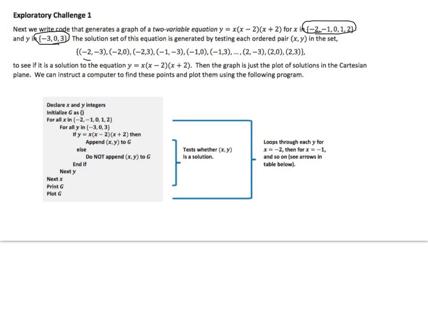So I've got negative 2, negative 3, negative 2, 0, negative 2, 3. And then we go through negative 1, 3, negative 1, 0, negative 1, 3. And then we're going to do 0, negative 3, 0, 0, and 0, 3, etc. We're going to match up each one of these x's with each one of these y's. Okay?